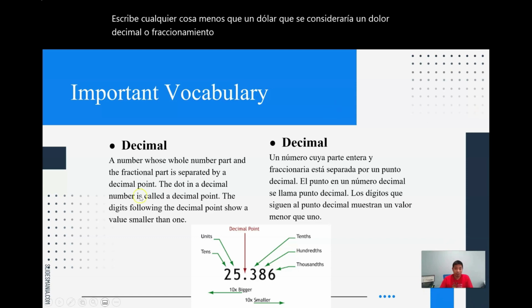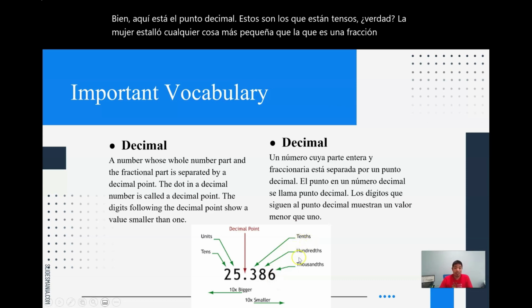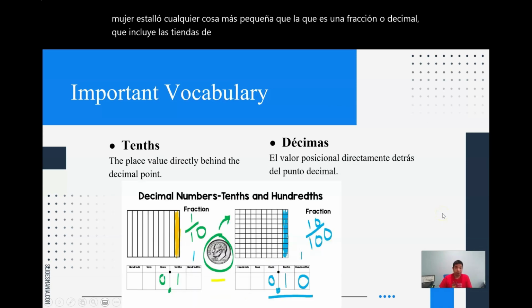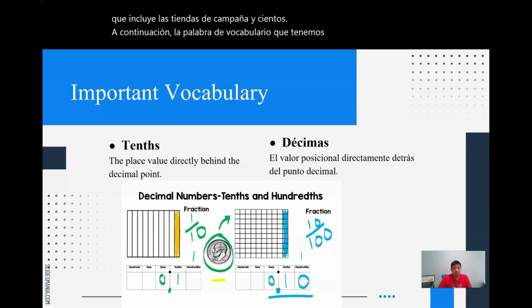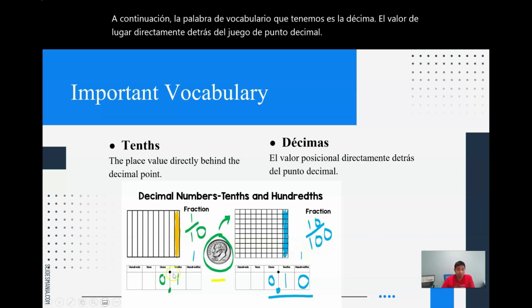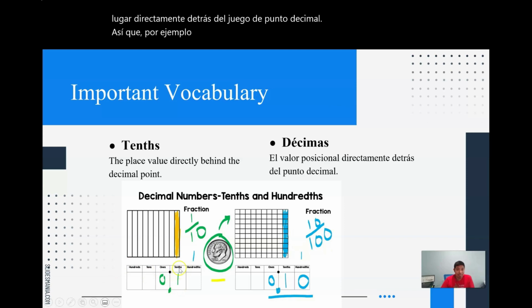Just like here in this picture, okay? Here's the decimal point. This is the ones, tens, all right? The whole numbers. Anything smaller than the 1 is a fraction or a decimal, which includes the tenths and hundredths, okay? Next vocabulary word we have is the tenths, the place value directly behind the decimal point, okay? So for an example here, I have the tenths, and a fraction, what that looks like is like this, okay? And what we use is a dime.